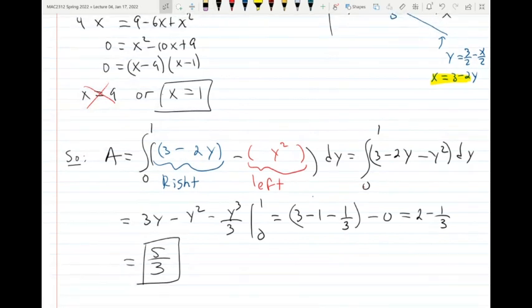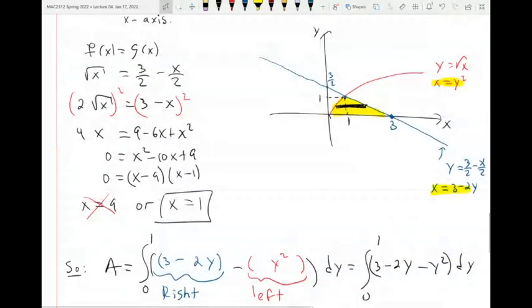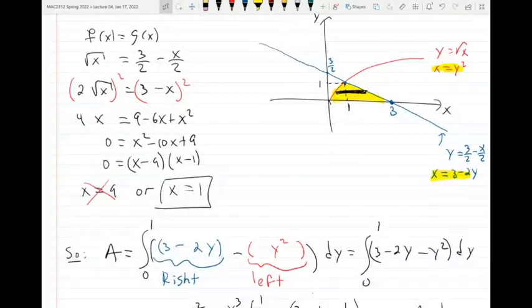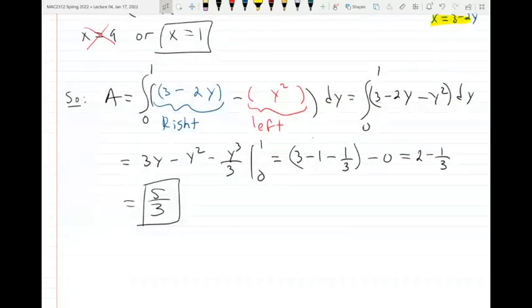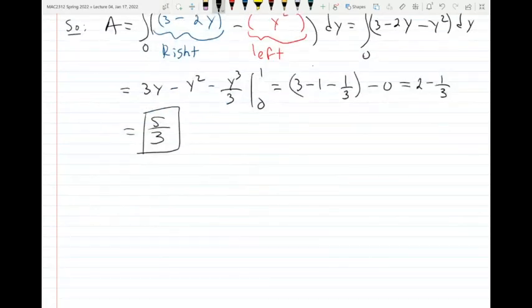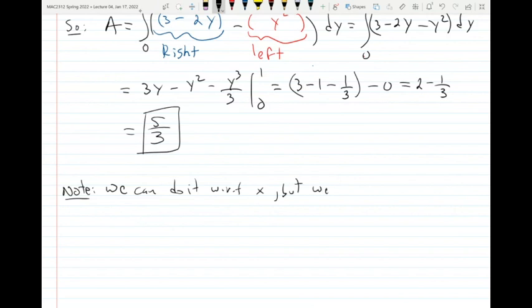And let's see, we have a couple of minutes left. So I'm going to actually calculate the same thing, but now let's do it with respect to x. So you see, we have to get the same number, but we need to compute 2 integrals, okay? Do you have a question before I move on? Okay, all right. And so note, we can do it with respect to x, but we need 2 integrals.